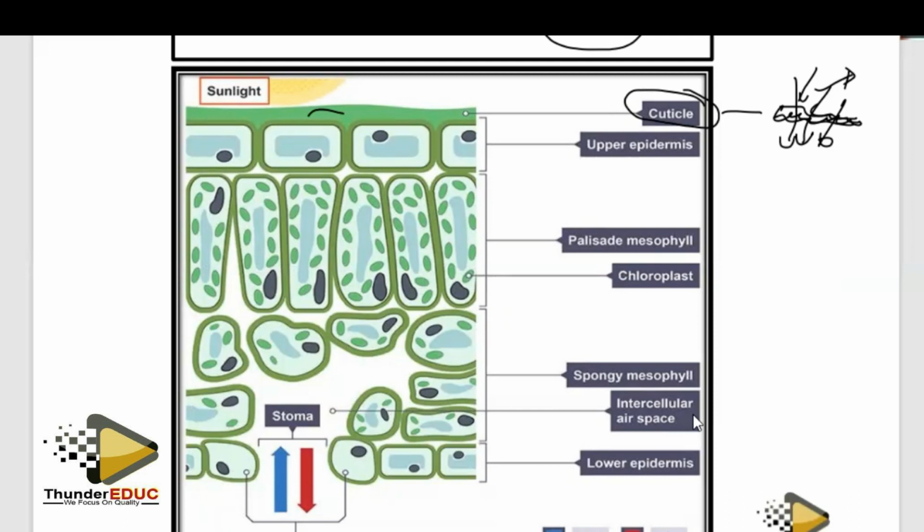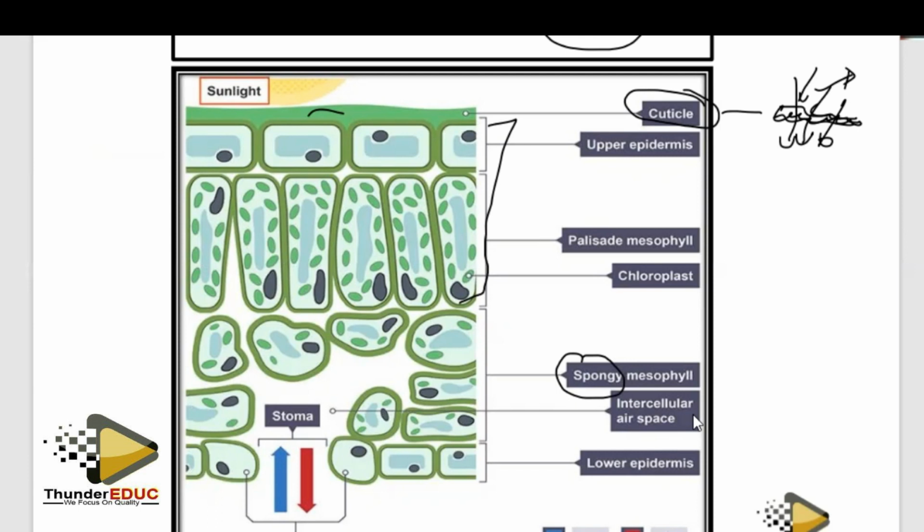It has the epidermis. This epidermis is the first layer of the cells. Then we have the mesophyll. So, epidermis and mesophyll. Mesophyll is divided into two: the palisade mesophyll and the spongy mesophyll. Spongy mesophyll is as the name sounds. It is like a sponge. Therefore, it has air spaces in between.